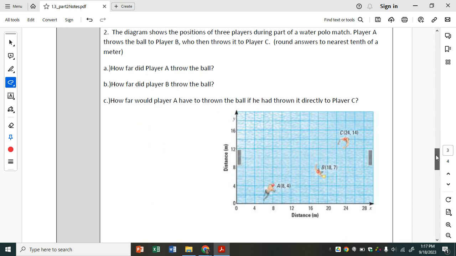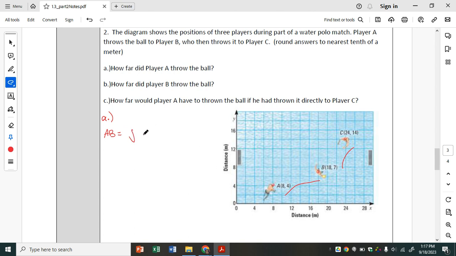Okay. Then we get to number 2 here, example 2. It says the diagram shows the positions of 3 players during part of a water polo match. Player A throws the ball to player B, who then throws it to player C. So we're going from here to here to here, and now we're going to round our answers to the nearest tenth. So it says in letter A, how far did player A throw the ball? So I need to find the distance or the length of AB because that's where player A threw it.